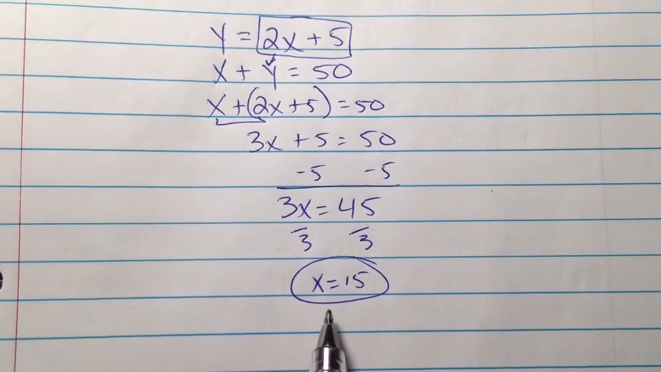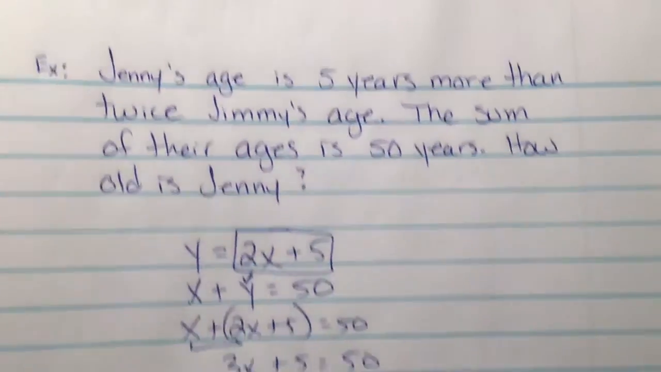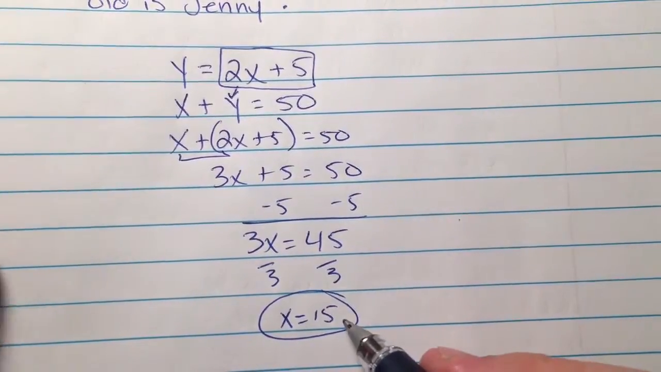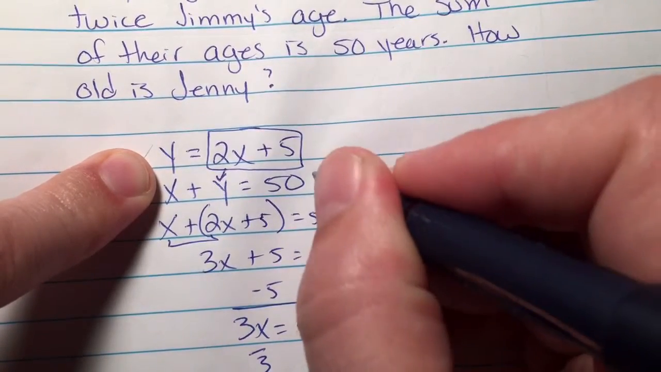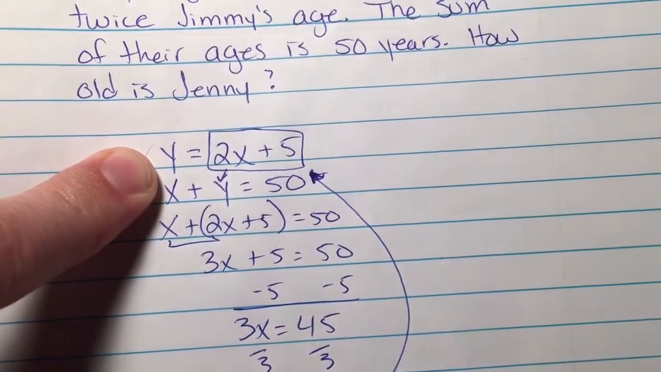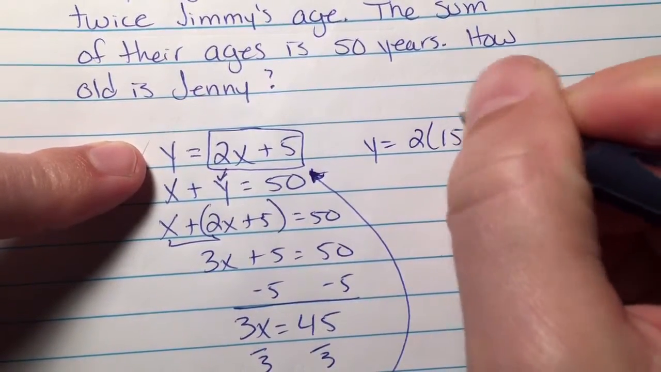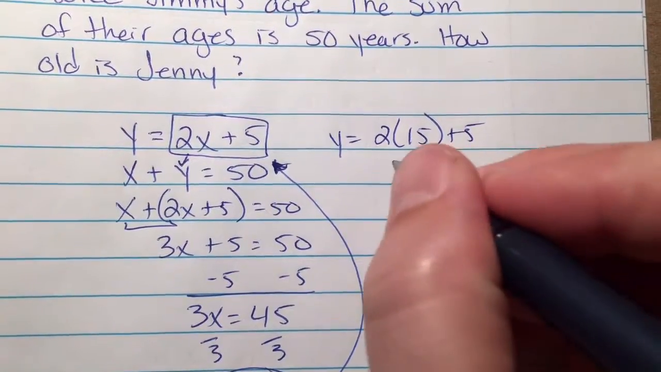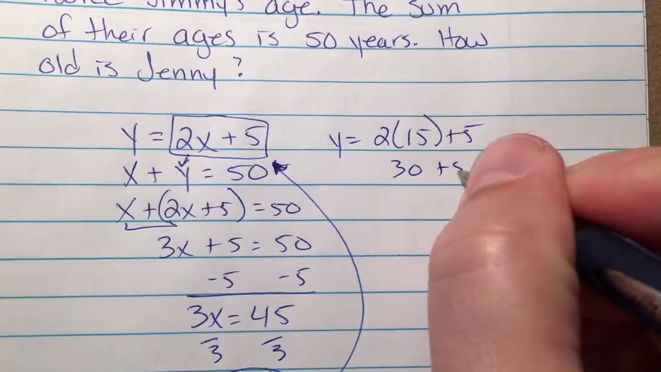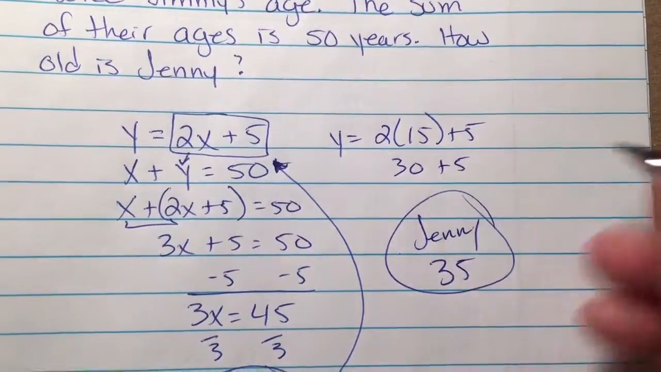X is 15. You just figured out Jimmy's age. Jimmy's 15 years old. We don't want Jimmy. How old is Jenny? So, wham bam, plug it back in. Hey, here's Jenny. Let's just go right to the source. Plug that in. Since x is 15, I've got y equals 2 times the 15 plus the 5. 2 times 15, 30, plus the 5. Jenny is 35 years old.